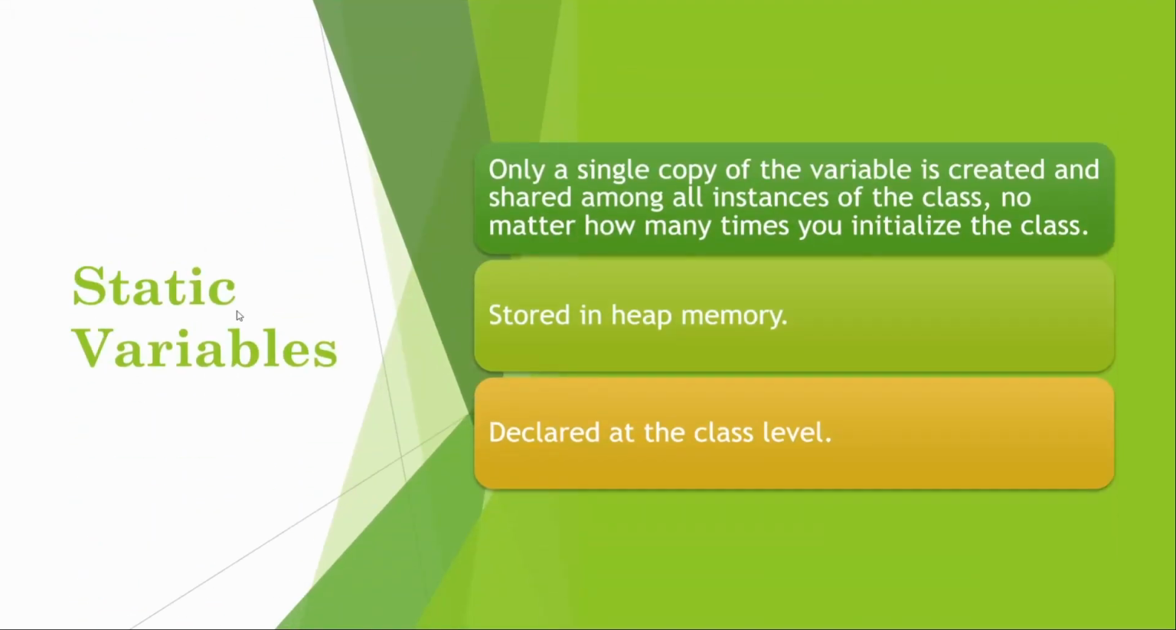Next, coming to static variables. Now, static variables as in only a single copy of the variable is created and shared among all instances of the class, no matter how many times you initialize the class. It is stored in the heap memory and declared at the class level.